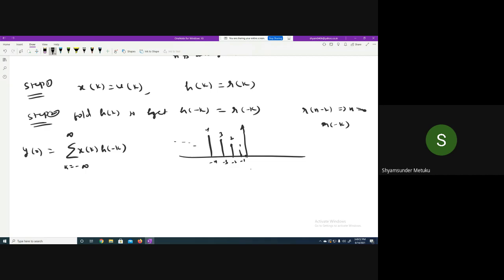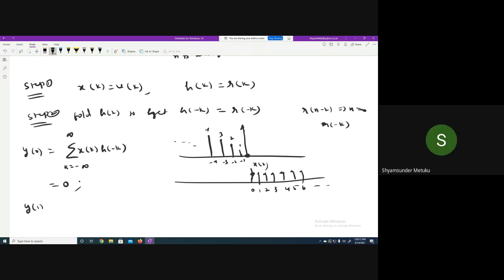So what is the overlapping? This is x of k, the unfolded sequence: 0, 1, 2, 3, 4, 5, it goes on. So what is the overlapping here? Only one sample, no? The 0 sample will be multiplied with 1. What is the result? 0.